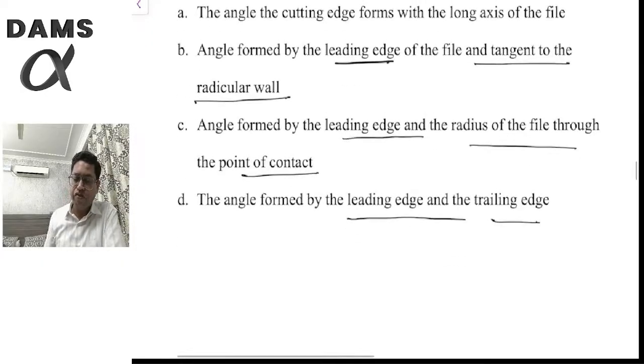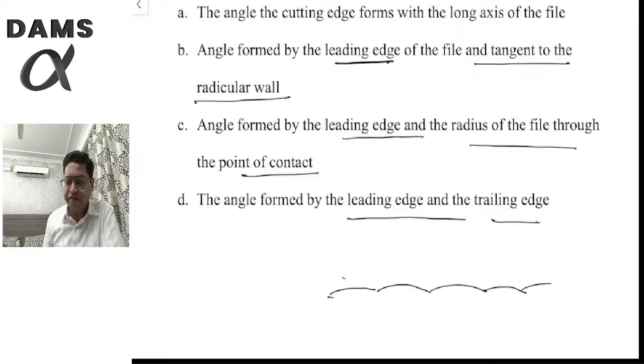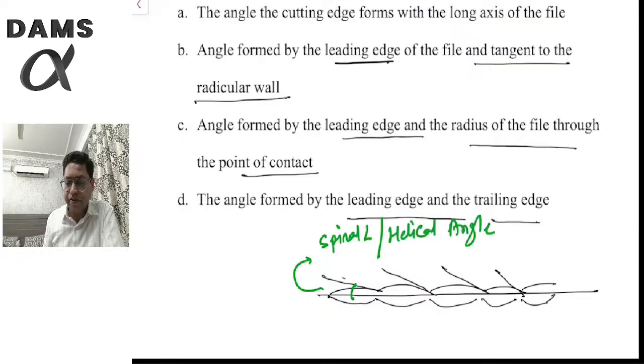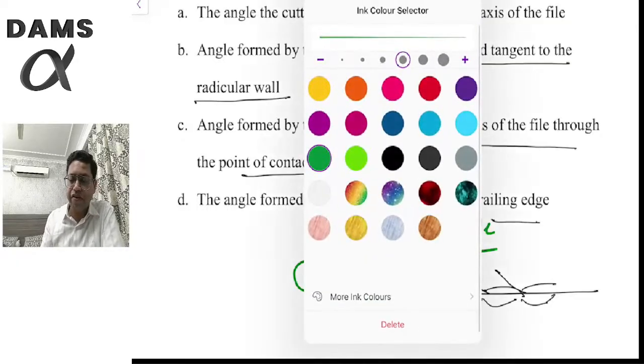So basically, you should know that if this is a file which has got flutes like this, the blade of a file, this is the long axis of the file, and these are the blades. The blades of the file form an angle with the long axis. This angle is called spiral angle or helical angle. Okay, it is called spiral angle or helical angle.